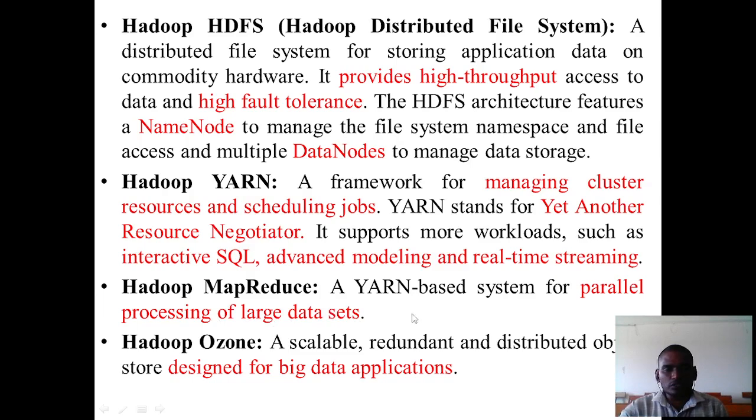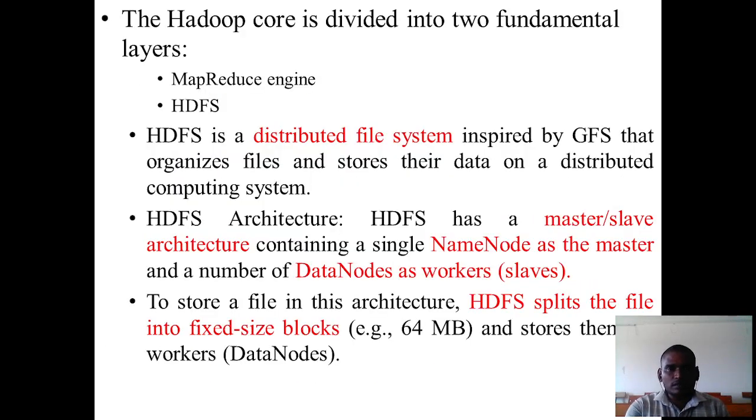It is used to process large amounts of data sets based on the inputs. Okay, that's MapReduce. And then Hadoop Ozone, a scalable, redundant, and distributed object store designed for big data applications. Based on the big data applications, we can scale and replicate the data in Hadoop. Okay, so these are the concepts in Hadoop.